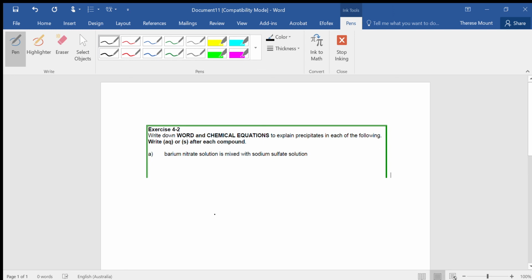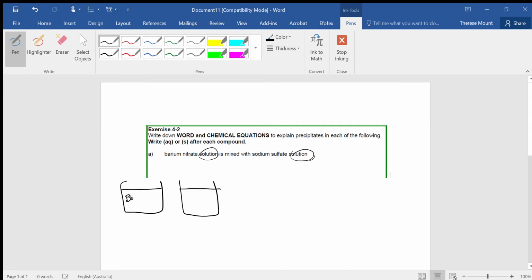Alright, so this is page 24, and these questions are a bit involved, so we'll just go through it slowly. So we've got a beaker of barium nitrate, and we've got a beaker of sodium sulfate in solution. Barium nitrate is a solution and sodium sulfate is a solution. So that's telling me that they're in water.